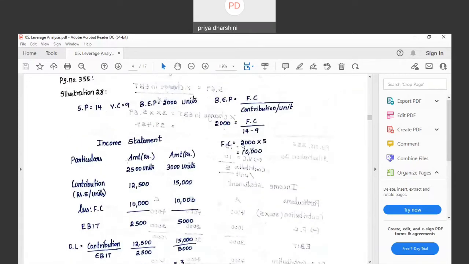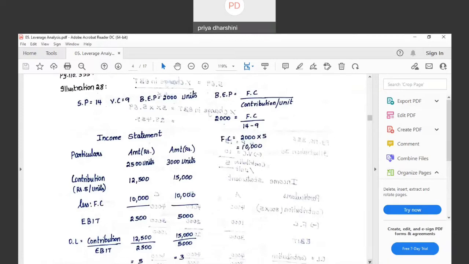2,500 into 14, what is the amount? 2,500 into 14 gives you 35,000. Okay. Then 3,000 into 14? 42,000. How much is the increase? 7,000. 7,000 of increase on 35,000. How much is it? 7,000 divided by 35,000. Is it 20%?